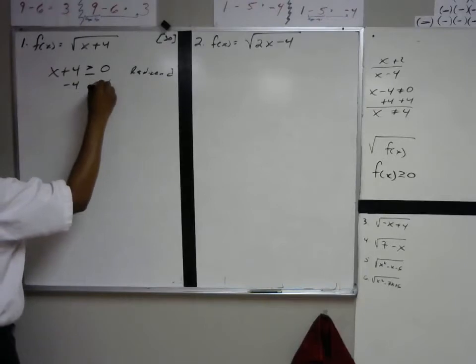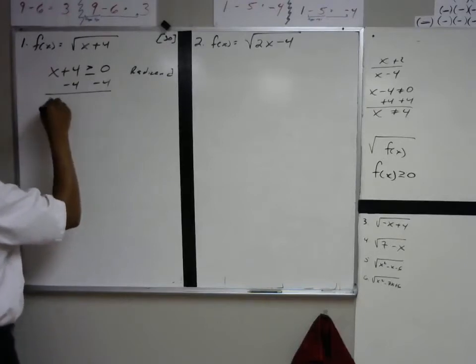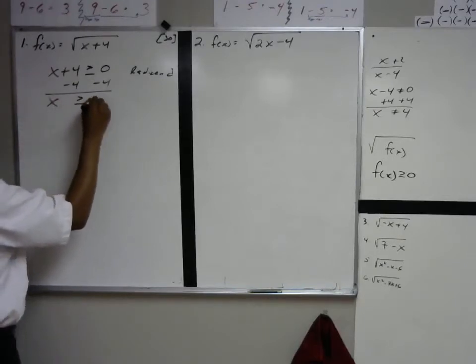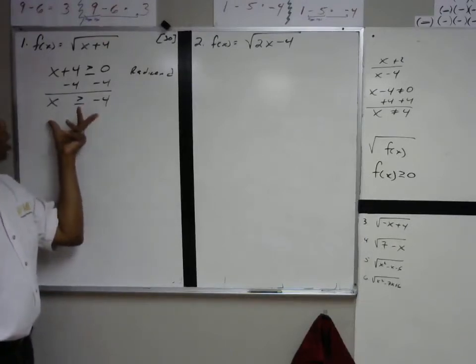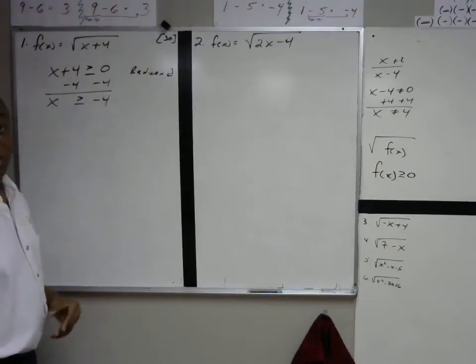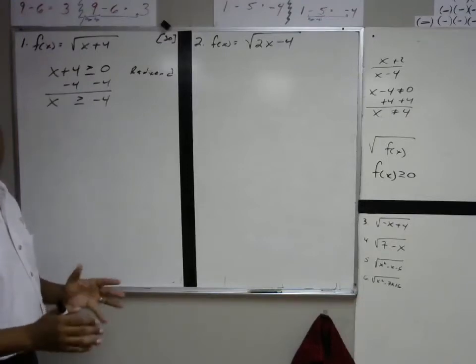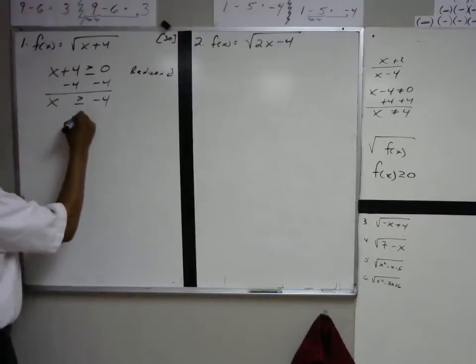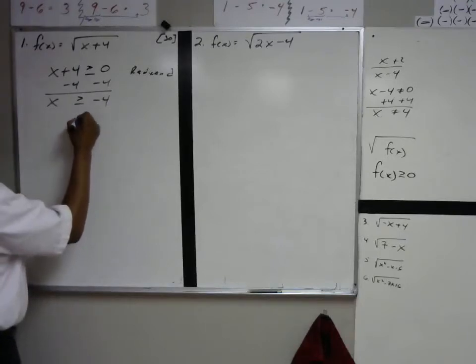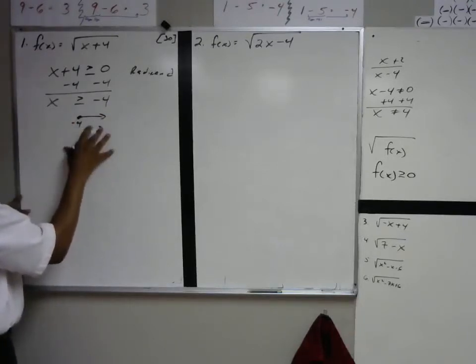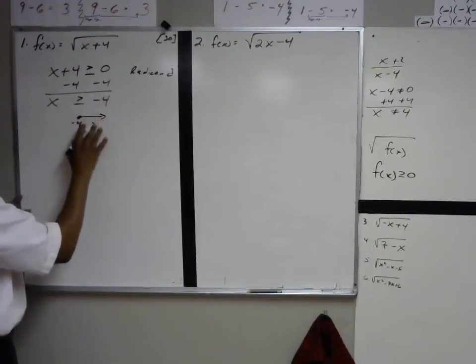So minus 4, minus 4. We end up with x is greater than or equal to negative 4. Okay, so this is our domain in set notation. X is greater than or equal to negative 4. Now, the graph of that would be a closed circle at negative 4 and going to the right. Okay, that's the graph that represents that.